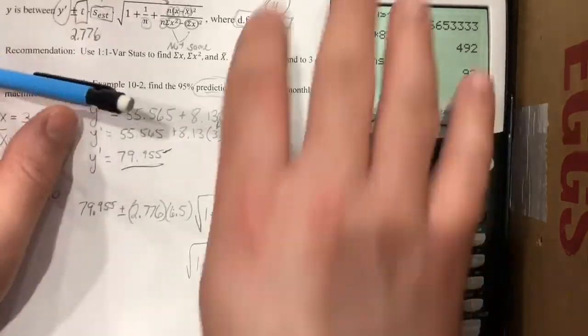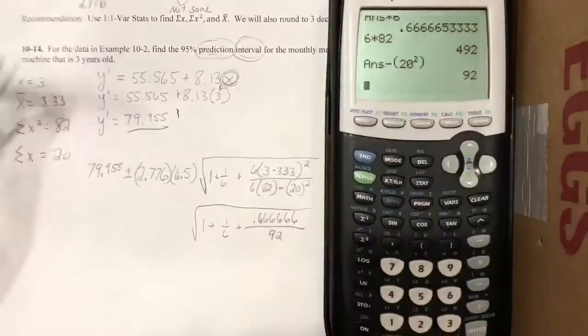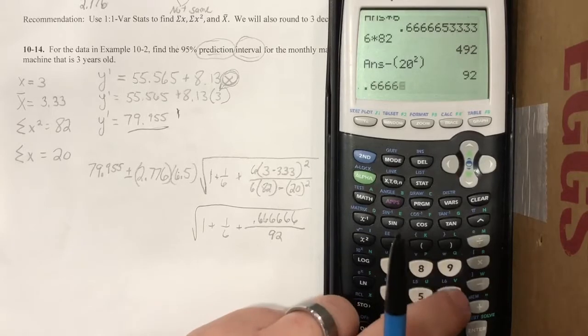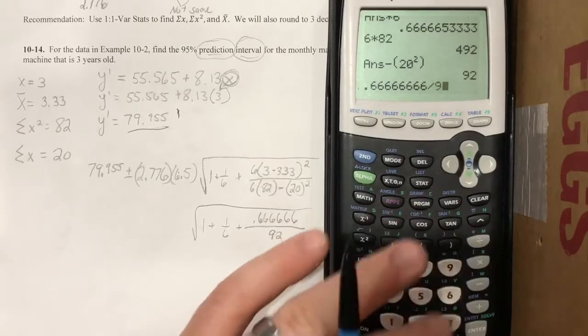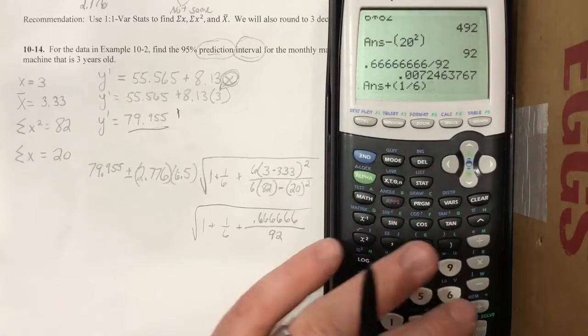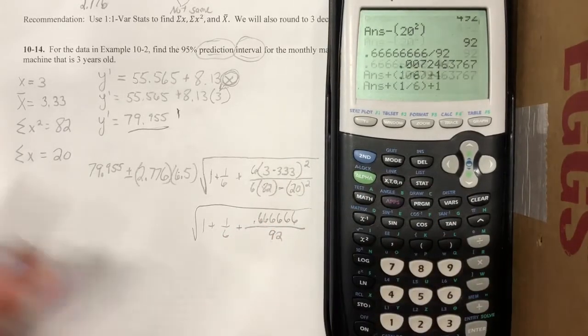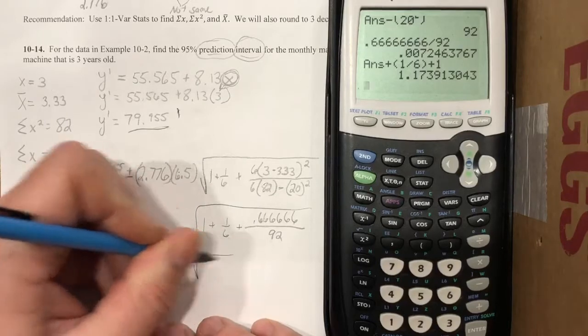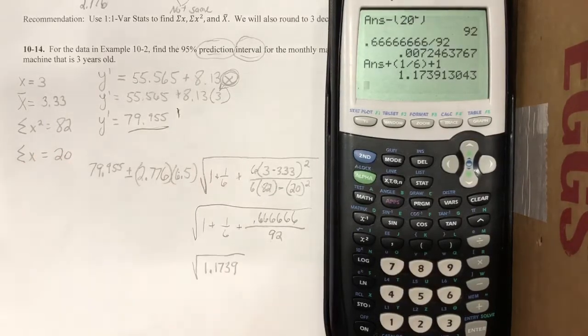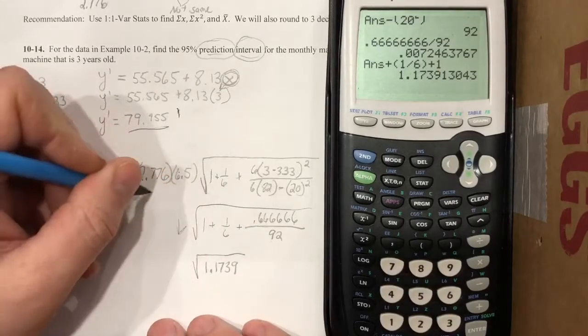So here you've got the 0.6 repeating divided by 92. You're going to add 1/6. Make sure you put the fraction in parentheses and you add the 1. So your number inside the square root is 1.1739. Now, bring everything else down.